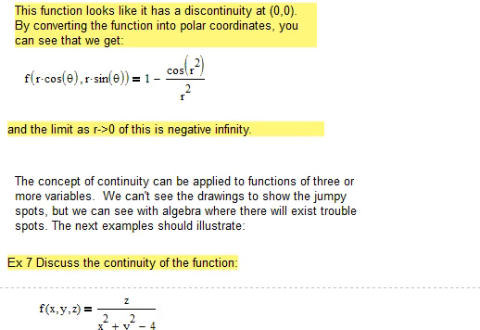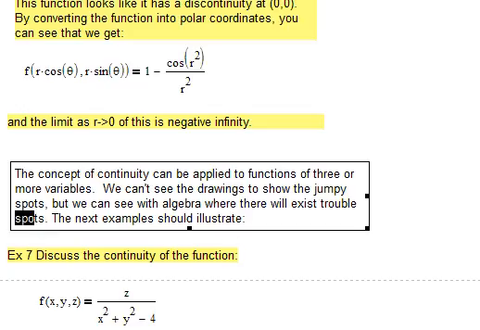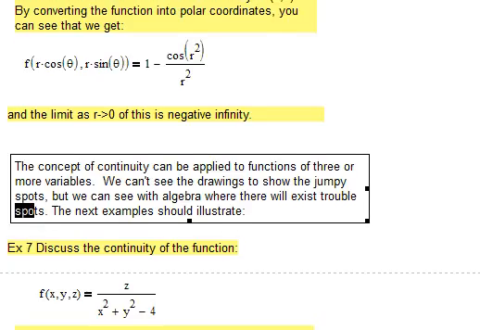So, the concept of continuity can be applied to functions of 3 or more variables, but I can't draw it anymore then, right? I'm having a hard enough time. But you can't see the drawings to show the jumpy spots. We can still see with algebra where there will exist trouble spots. Okay, the next example should illustrate this, and that'll be in the next video.